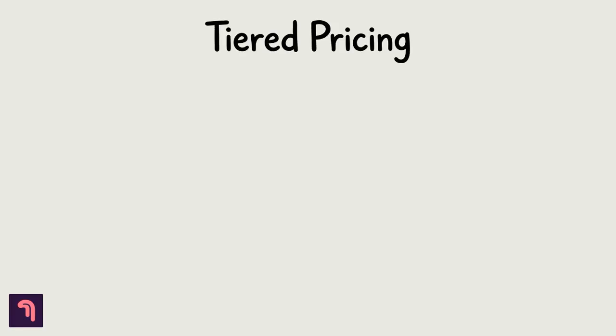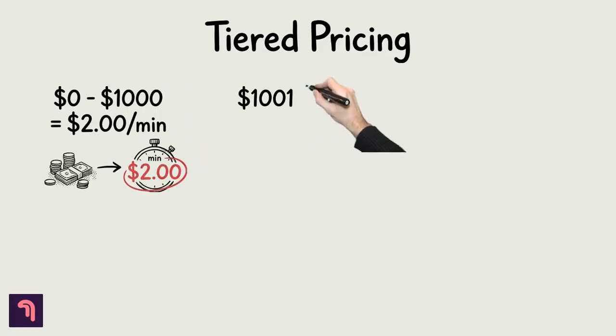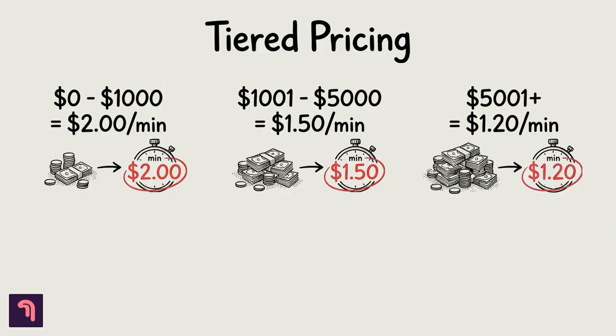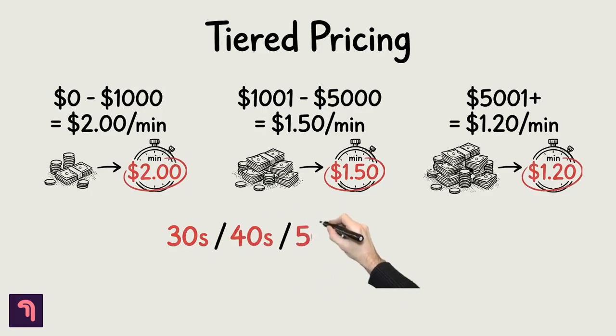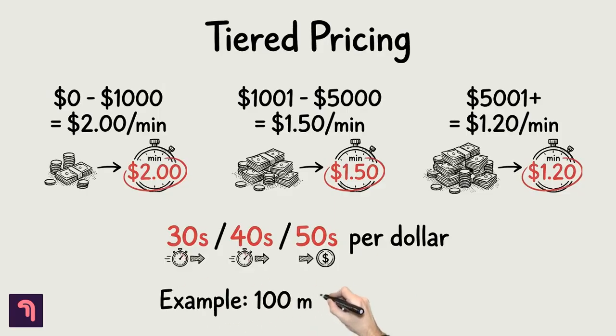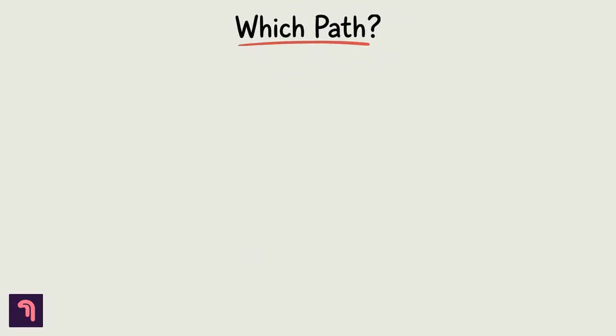Pricing on API only drops as monthly spend increases, and the tiers stack across a calendar month. From $0 to $1,000 of spend, video costs $2 per minute. From $1,001 to $5,000, it drops to $1.50 per minute. Beyond $5,001, it's $1.20 per minute. In practical terms, that's about 30 seconds of video per dollar at the first tier, 40 seconds per dollar in the middle tier, and 50 seconds per dollar at the top tier. 100 minutes in a month costs $200. Higher volume workloads flow through the brackets and get cheaper per minute.